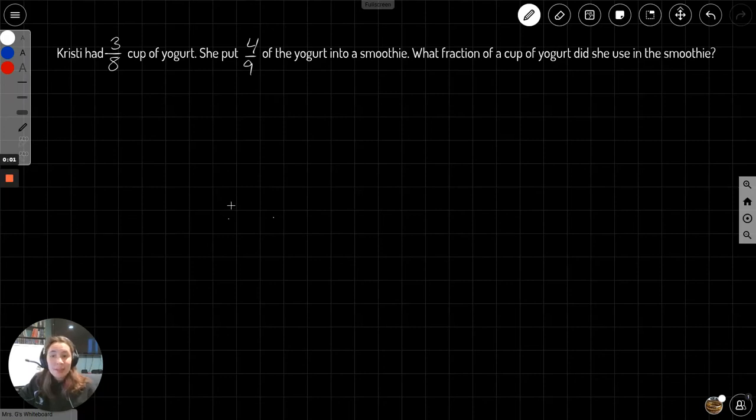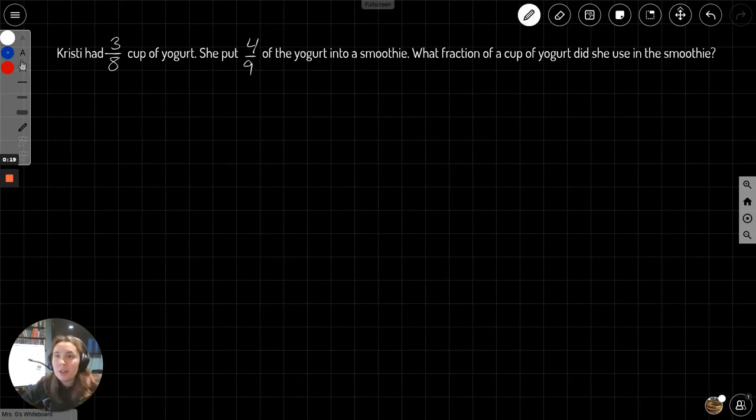This is example 3 of lesson 5.2, multiplying fractions. We've got our friend Christy here. She was making a smoothie and she had 3/8 of a cup of yogurt and she put 4/9 of that yogurt into a smoothie. What fraction of a cup of yogurt did she use in the smoothie is the question that we're going after here.